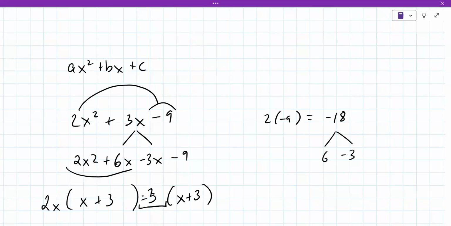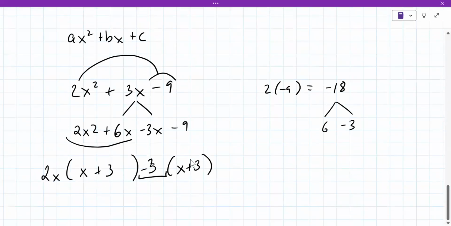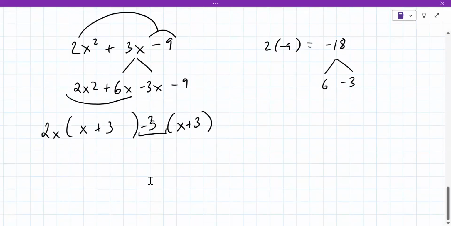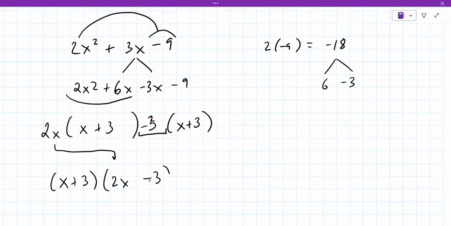All right, now both of these have an x plus 3 in them, which means it would be a good idea to factor out x plus 3 from both. And then you bring the 2x down, the minus 3 down, and you are done. Okay, I'm gonna write that down.